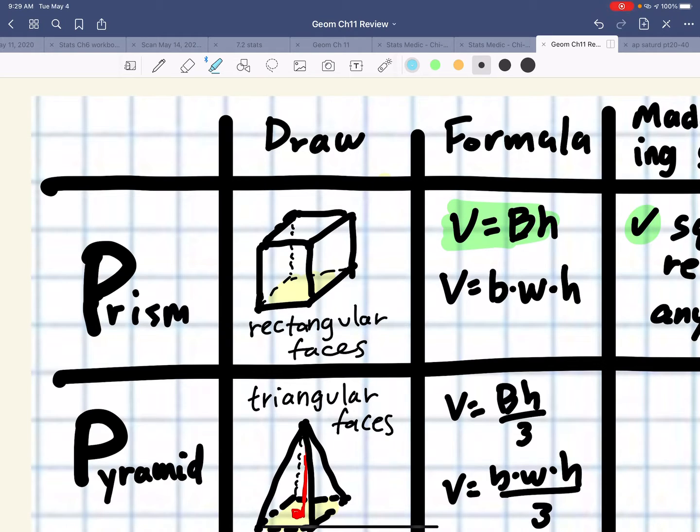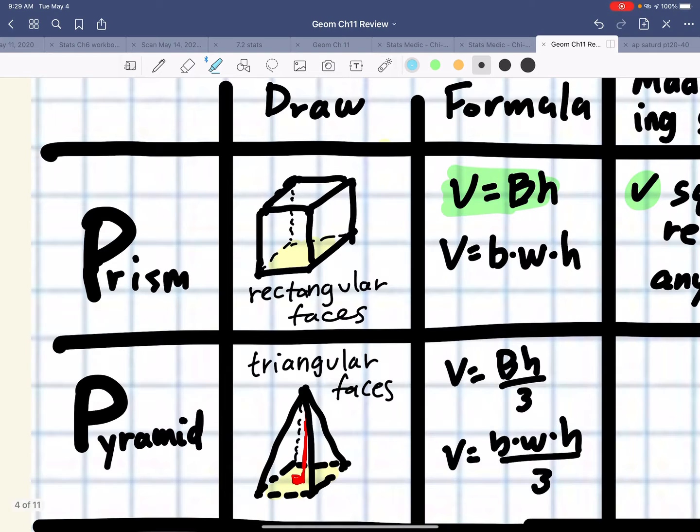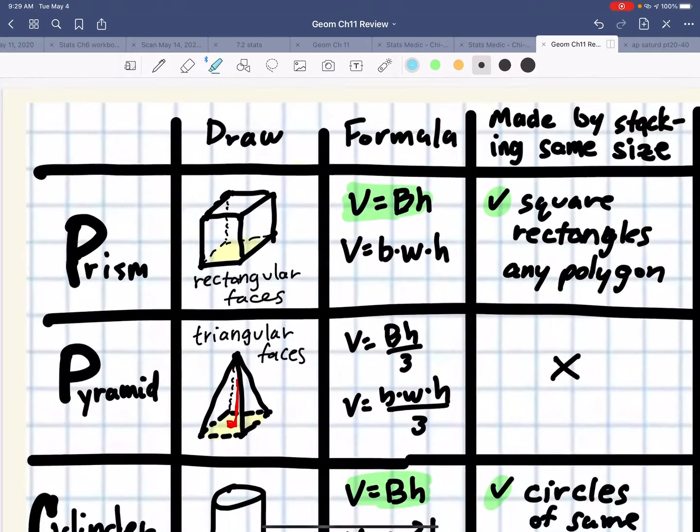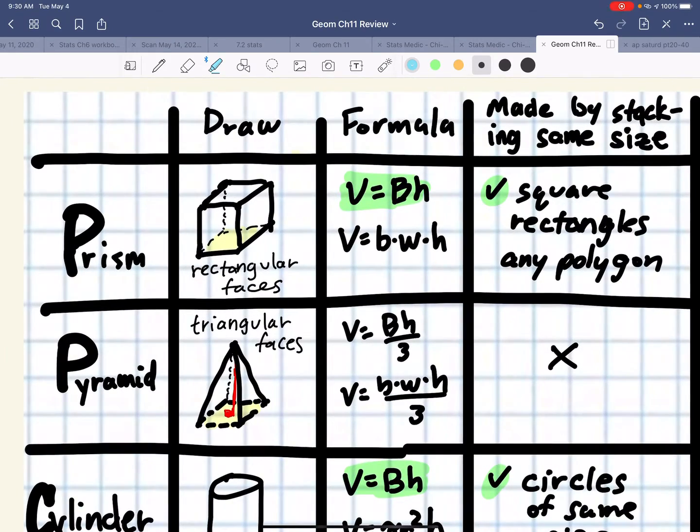So in our example here, prisms make rectangular faces around the outside. But prisms can actually be made by stacking squares, rectangles, or any polygons. During the chapter we saw a hexagon prism, an octagon prism, we could do a trapezoid prism. So the area of the base would depend on what polygon that is, and then you multiply by the height after you have the area of that base. In our example, it's a rectangle, so that's why we just need the base and the width.